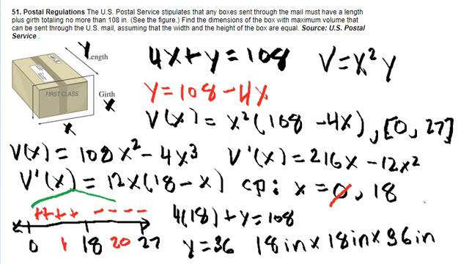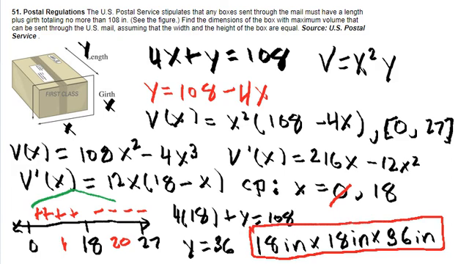Now, if you want to figure out what the largest volume was, you simply multiply the length times the width times the height. So you take 18 times 18 and then multiply that by 36, and you're going to find that the largest volume happens to be 11,664 cubic inches. That's because it's volume that's being represented. Okay.